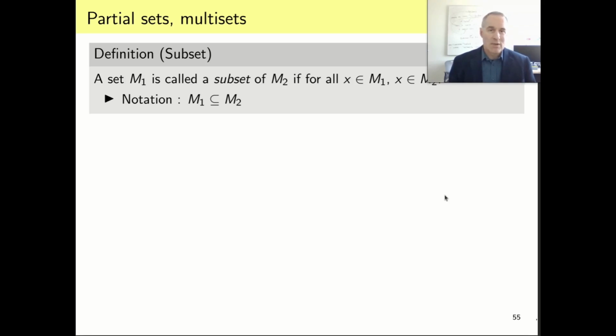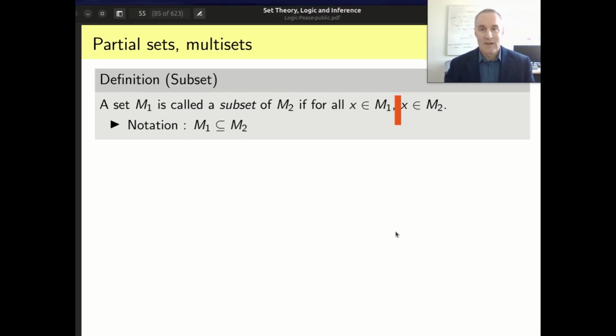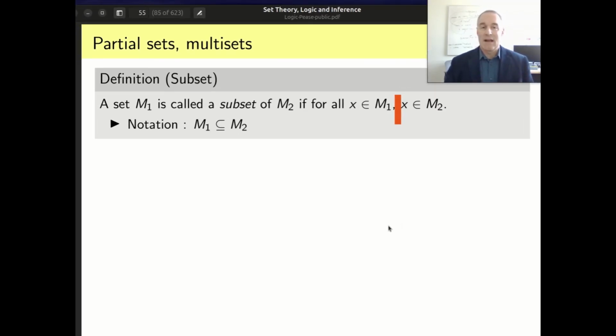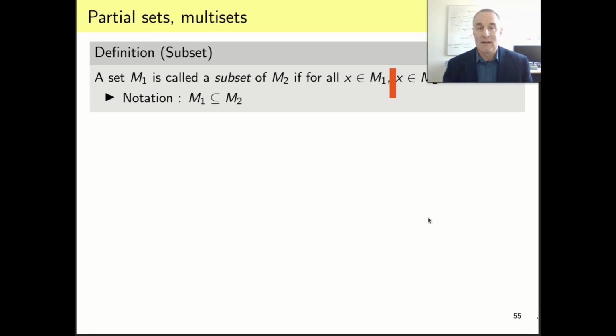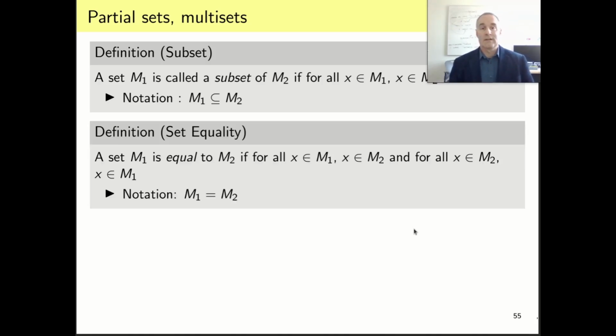Let's talk a little bit about partial sets and multisets. So we've already just talked about the notion of a subset. Set M1 is a subset of M2 if for all x in M1, so all the elements of M1, x is also in M2. And we give it this notation, as you see here, that it's a subset, although it could be equal. It's not a proper subset.